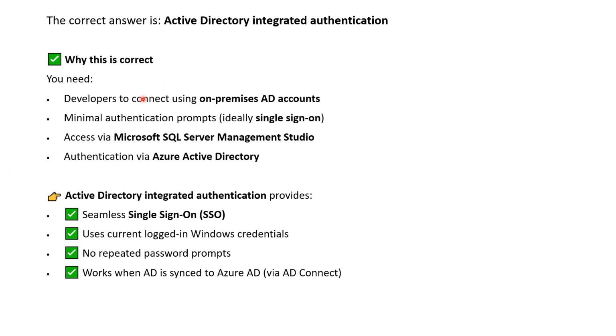So why is this correct? What do you need? Developers to connect using on-premises AD account. So when you're logging into your machine, you should log in with your on-premises AD account. So it is a minimal authentication prompt. Ideally it is single sign-on. So access via Microsoft SSMS and authentication via Azure AD.